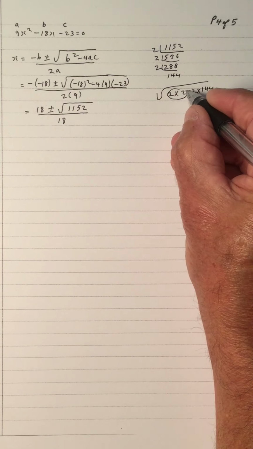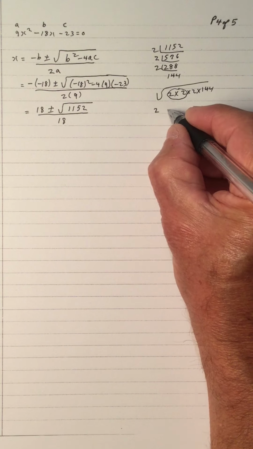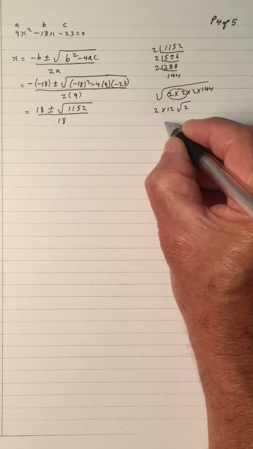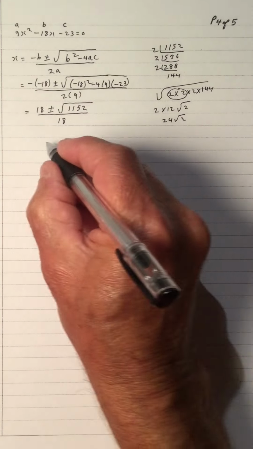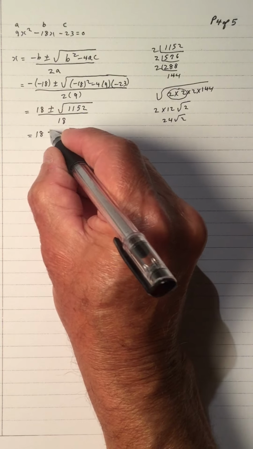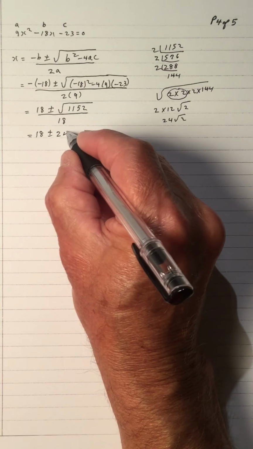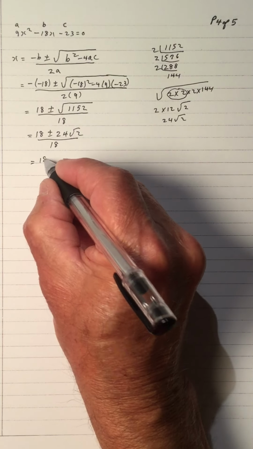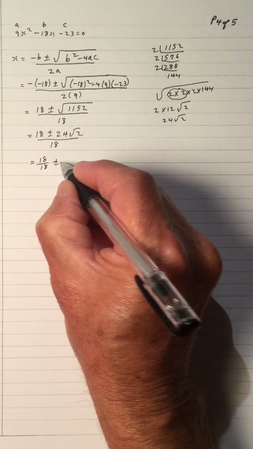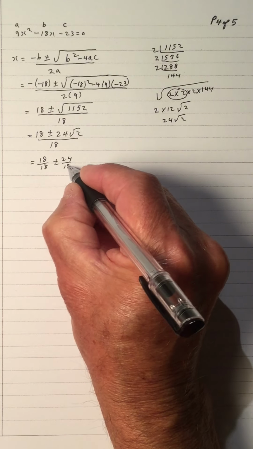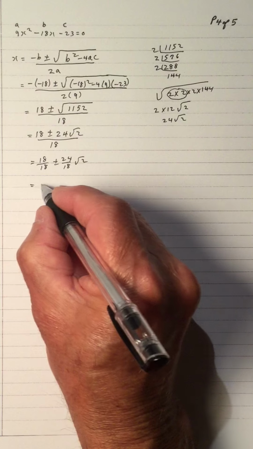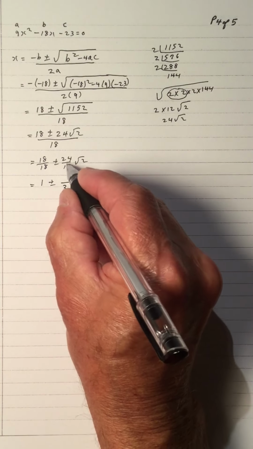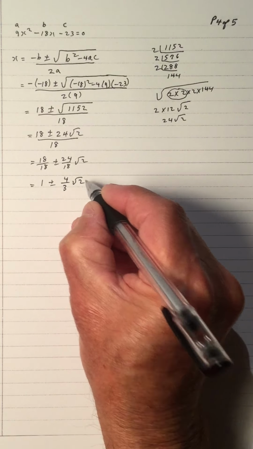So the square root of, that's 2 times 2, which is 4, so that's a 2. Square root of 144 is 12, and this 2 is left. So that's 24 root 2. So that's 18 plus or minus 24 root 2 over 18. So that's 18 over 18 plus or minus 24 over 18 root 2. So that's 1 plus or minus, 6 into 18 goes 3, 6 into 24 goes 4, root 2.